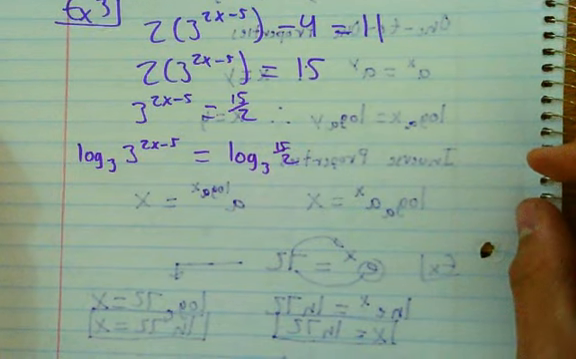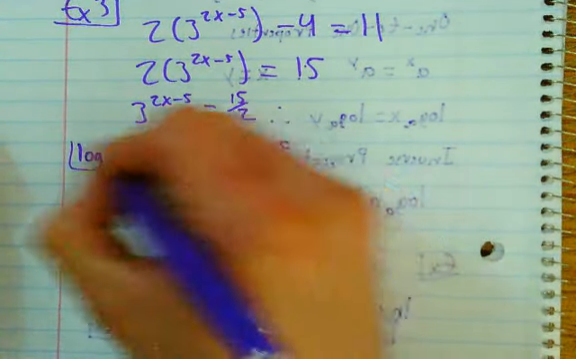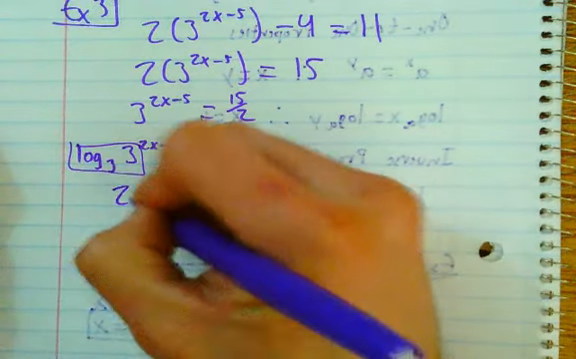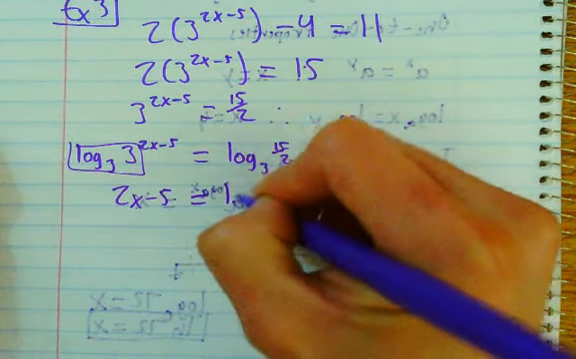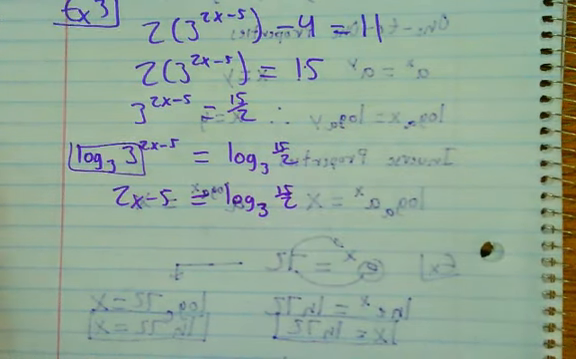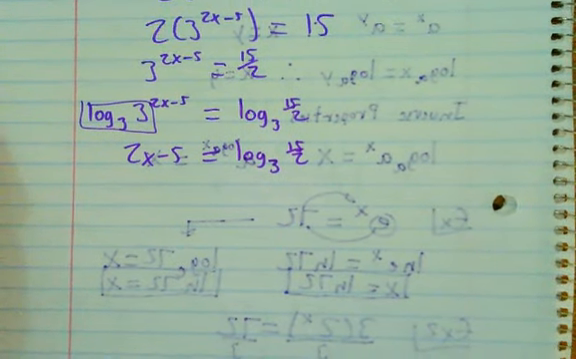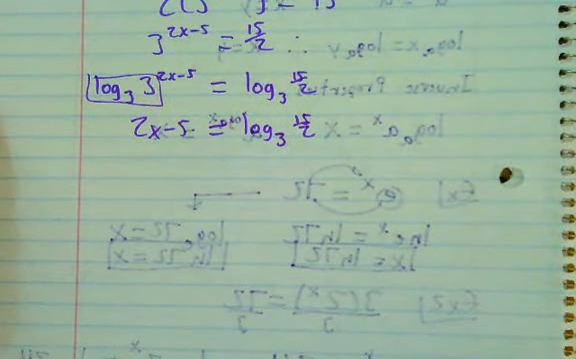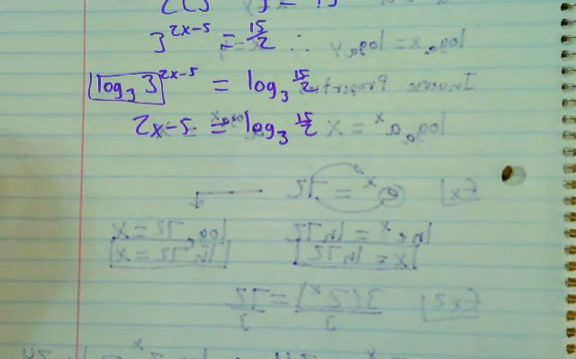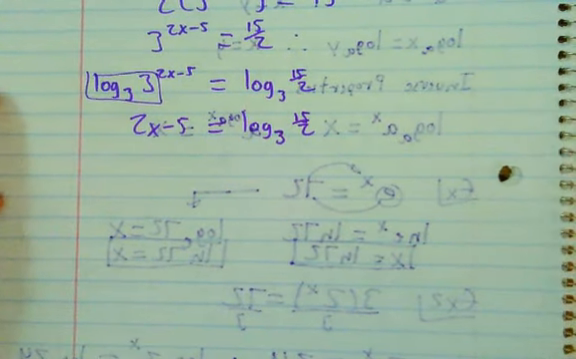This right here will cancel each other out, leaving you with 2x minus 5 equals the logarithm base 3 of 215 over 2. Agreed? Now what? I still need to solve for x. I'm going to have to add 5 and divide by 2. Can I do it all at once? Yes, you can. I was just asking you, is anyone going to get lost if I do it all at once? Okay.